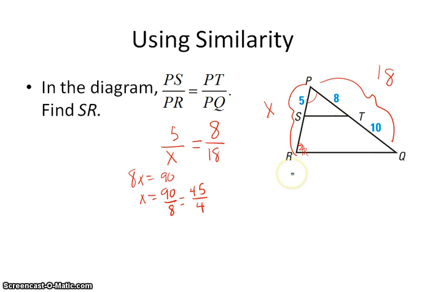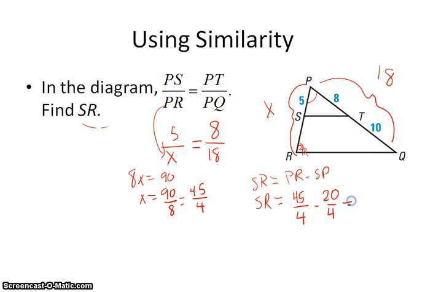All right. So now I have found x, but let's be careful what we defined as x. We defined that whole side length, PR, as x. See, x fit with PR. And what they're asking me to find is SR. So I know that SR is equal to PR minus SP. So SR is equal to PR, which I've solved for, 45 over 4, minus SP, which is 5, which I'm going to write as 20 over 4. And so I'm going to get as my answer for SR 25 over 4, and that is the distance of SR.